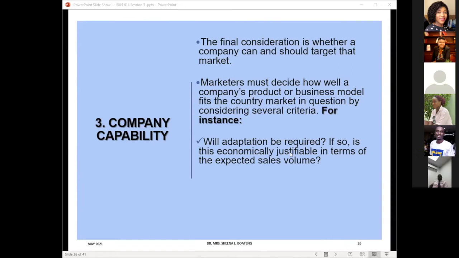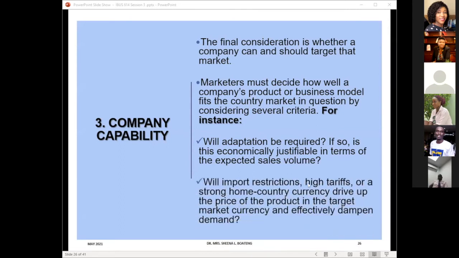Standardization usually has to do with taking what you're already doing in your domestic market and replicating it in the foreign market. Whereas adaptation has to do with changing certain aspects of what you're already doing in your home country to suit the foreign market. And like I mentioned, it could become very costly when you are adapting a particular product or service for a foreign market. So you need to ask yourself if adaptation will be required for whatever product or service it is that you're trying to sell, and whether this adaptation is justifiable given your economic situation or your resource endowments and the expected sales volumes you are thinking about making in this new market.